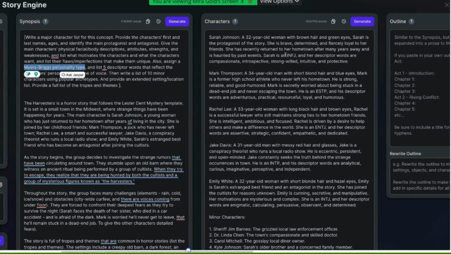So if you notice here, she's an INFJ. Her descriptor words are she's compassionate, introspective, strong-willed, intuitive, and protective. That goes hand in hand with that INFJ, but she's also brave, determined, and fiercely loyal to her friends. So all of that comes into play when we're writing.